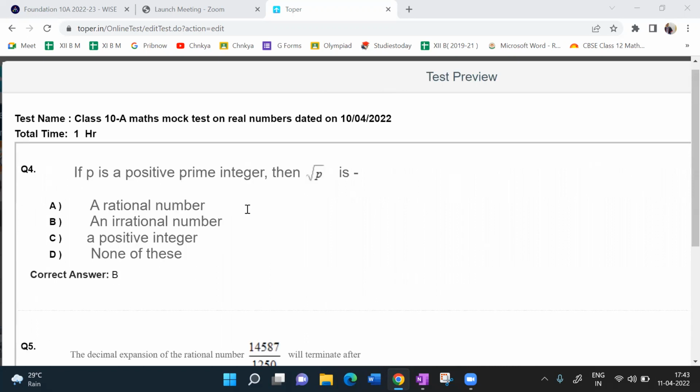Okay, can you explain this, sir? If P is a positive prime integer, what does it mean by positive prime integer, sir? Positive prime, that should be a prime number and that should be positive. Look, I'll tell you, a positive prime integer is a positive number only, basically.